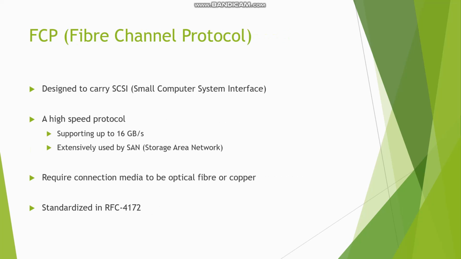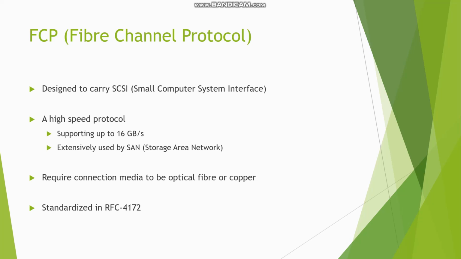FCP is also known as Fibre Channel Protocol. It was originally designed to carry SCSI, small computer system interface, data over optic fiber channel. It is a common high-speed data transmission protocol, and the speed can go up to 16 gigabytes per second. FCP is extensively used by SAN, the Storage Area Network, through a switched fabric. By using FCP, it ensures a higher throughput than a LAN backup.